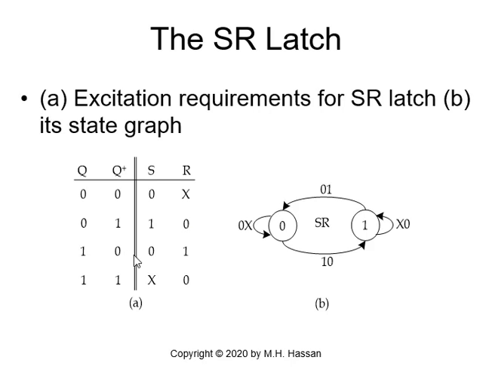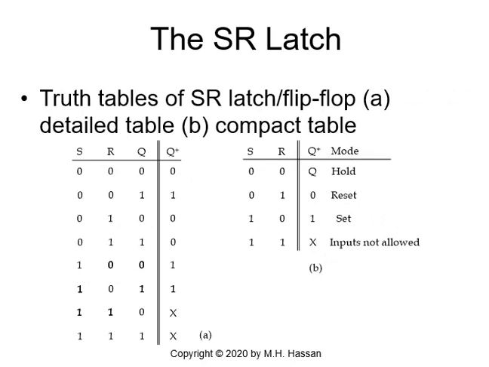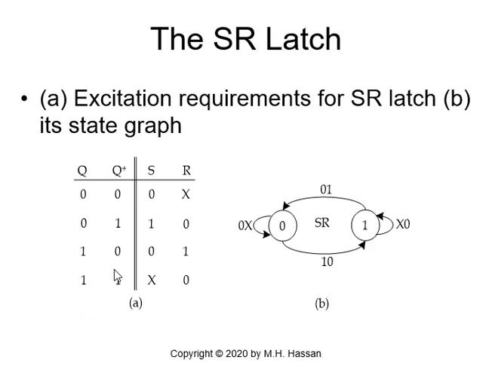How about the transition 1 to 0? We come again to the detailed table. 1 to 0 will take place here when S is 0 and R is 1. Does it occur anywhere else? It does not. So 1 to 0 occurs only once, when S is 0 and R is 1, and we put it here. In the excitation table, for 1 to 0, we need S is 0 and R is 1.